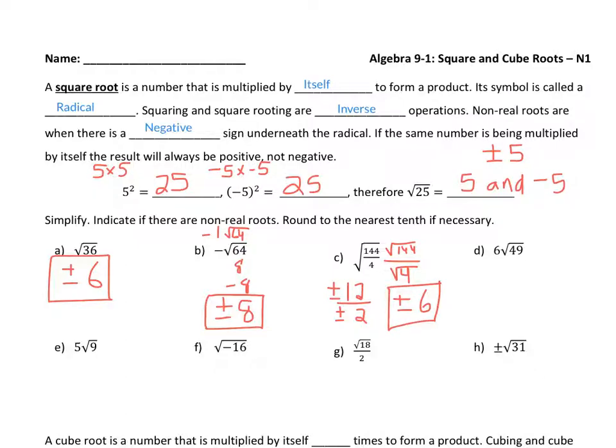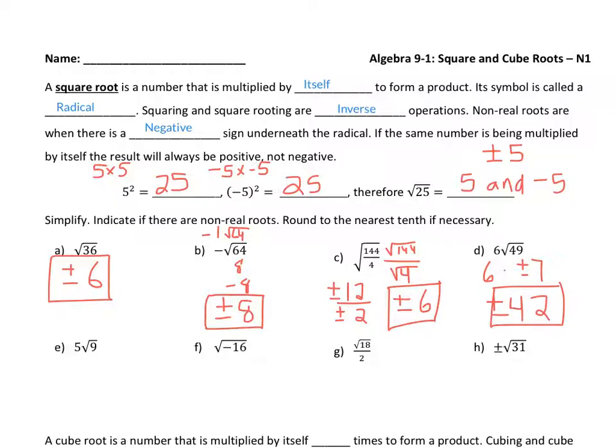Letter D, 6 times square root of 49. The square root of 49 is plus or minus 7. 6 times 7 is 42. So this would be plus or minus 42.